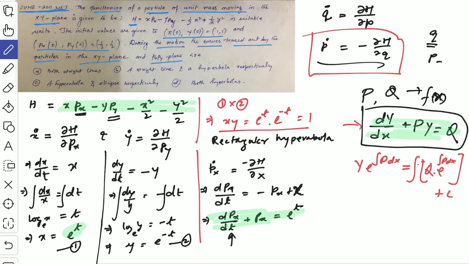Now you see, if you compare this equation with this, then what you will get here, we can consider that in this case px as y. Here you see, instead of y there is px, and instead of x there is t. So if you compare this p with this equation, and if you compare y with this px, then here this value of capital P is 1 in this case, and q is e to the power t.